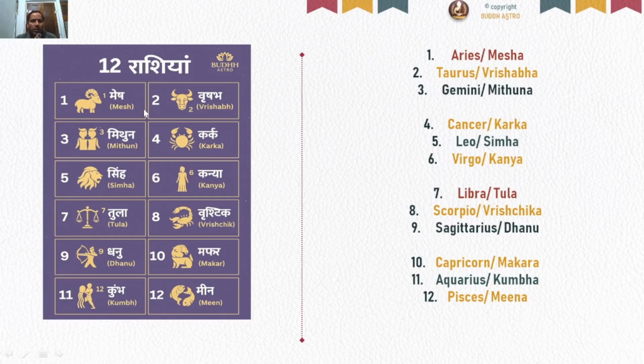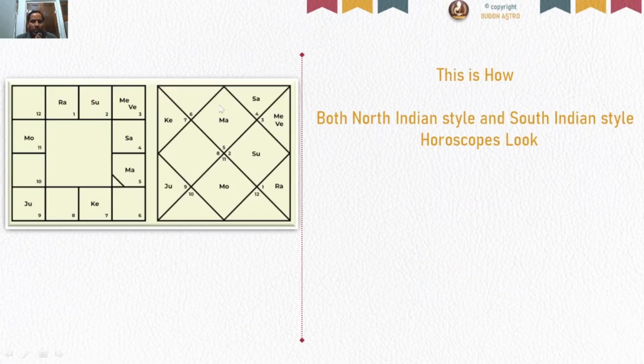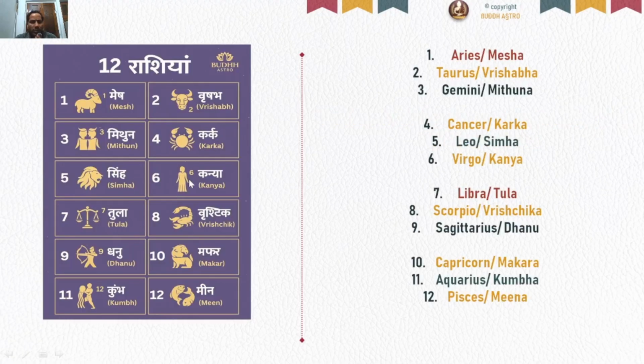What you have to remember is that the numbering has been given to the zodiac signs. You can see the numbering. This numbering is very important because in the North Indian style or South Indian style, we do not write the zodiac signs, we write numbers. In this box you can see 5 is written. Here 5 is known as Leo sign. So Leo sign is not written.